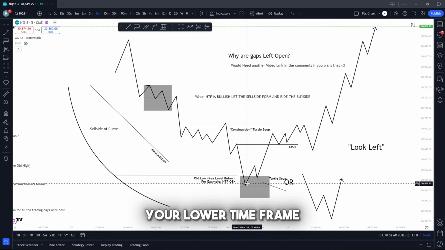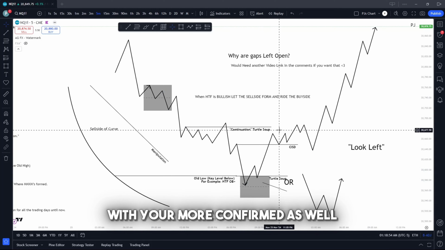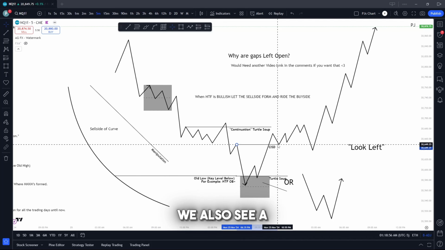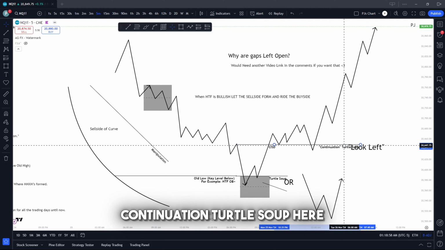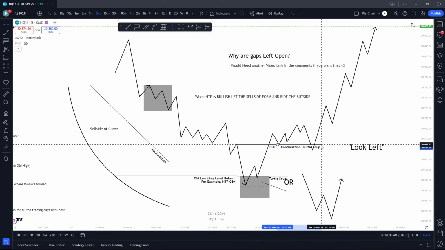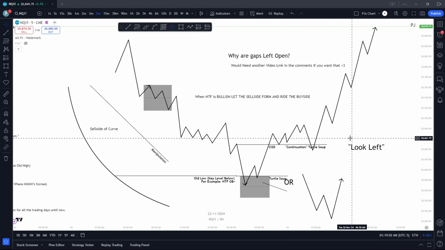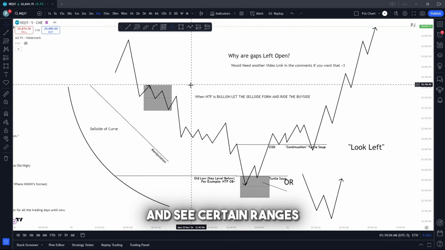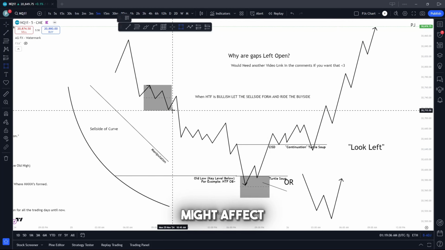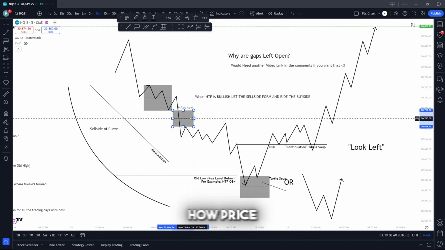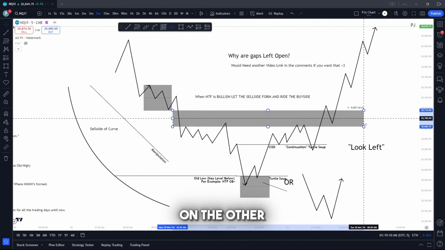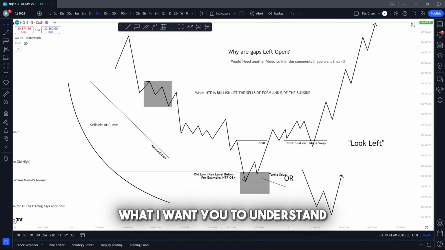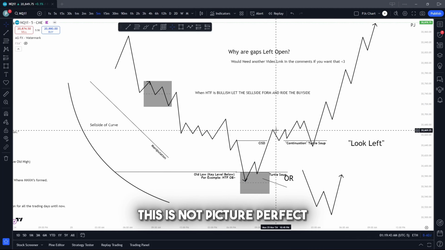You can have your lower time frame with your more confirmed as well. Right, we also see a continuation turtle soup here. And we also can look left and see certain ranges that might affect how price then reacts on the other side of the curve. What I want you to understand, this is not picture perfect.